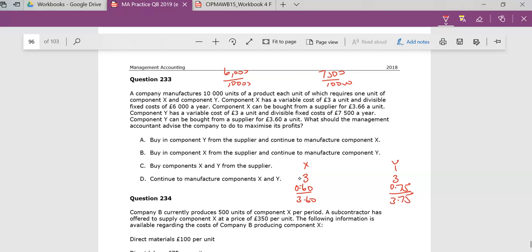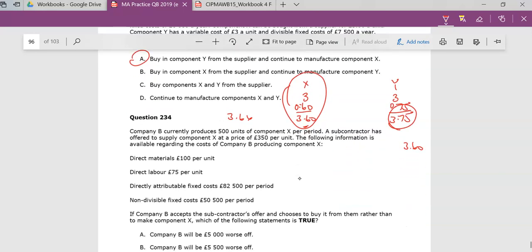What are our options? We can go out there and find this thing for £3.66, and we can find this other thing for £3.60. So definitely make X in-house because it's cheaper to make in-house. Definitely outsource Y because it's more expensive to make in-house. So buy in component Y and continue to manufacture X.